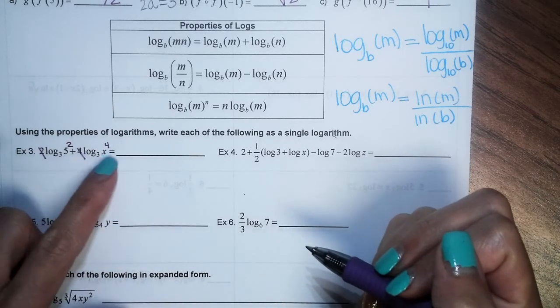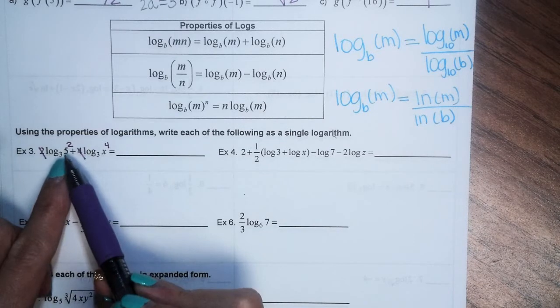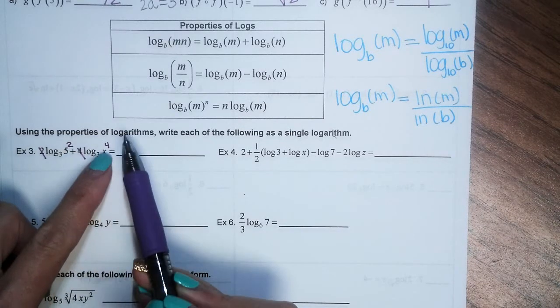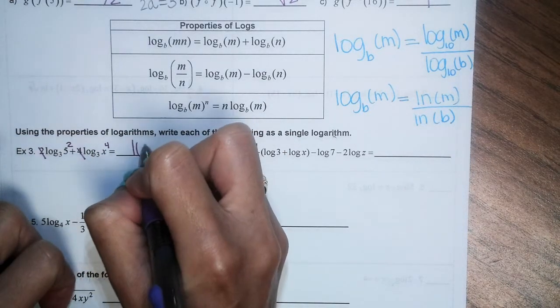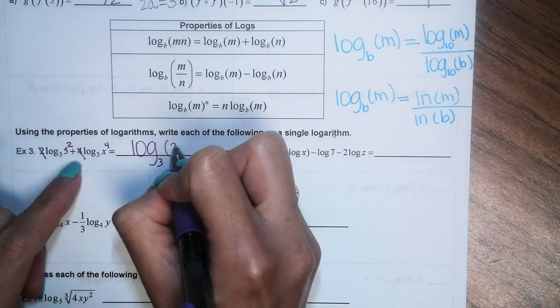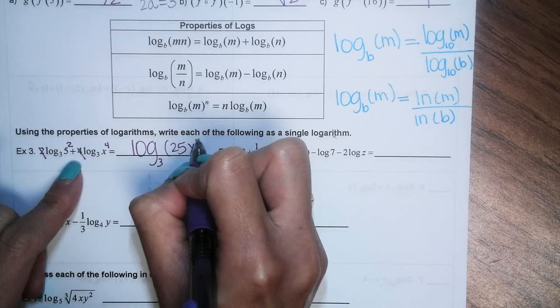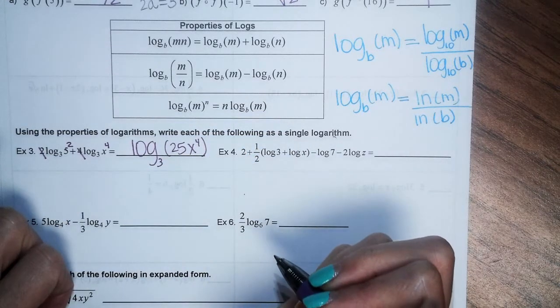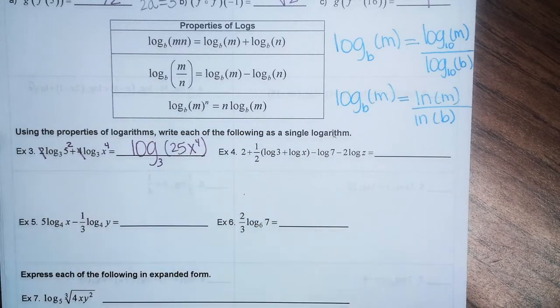Now I could combine them into one single log by multiplying the 5 squared times the x to the 4th. So this is going to be log base 3 of 25x to the 4th. You can put 5 squared if you want, but 25x to the 4th, that's better. And that's how you use the properties of logs to combine them into one single log. So let's keep practicing.